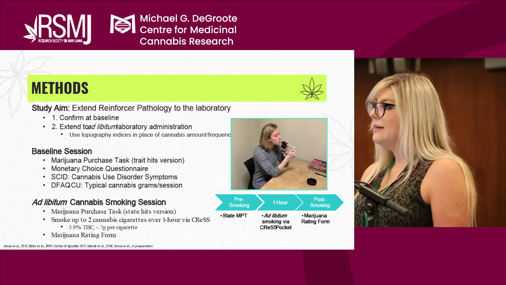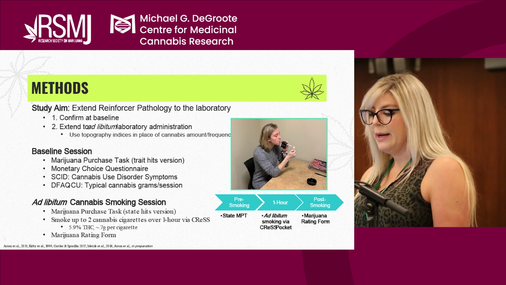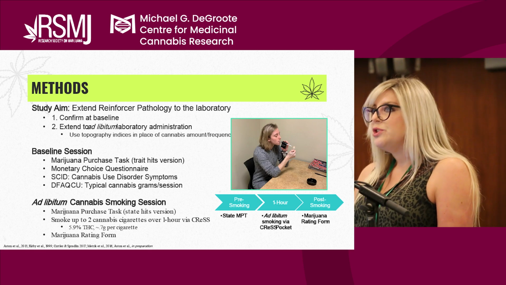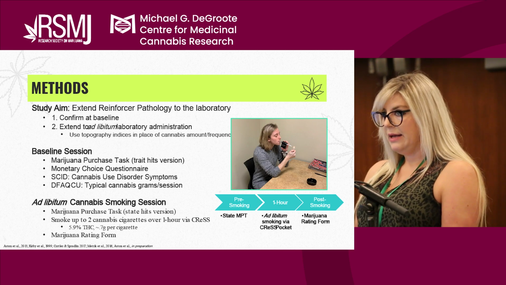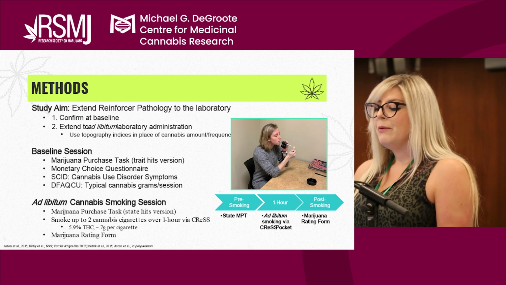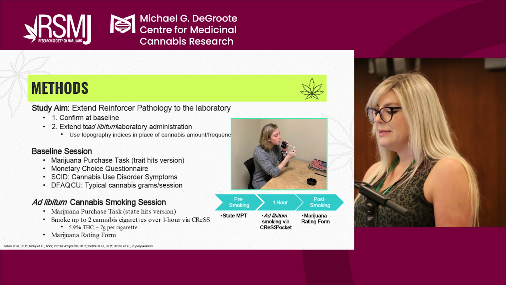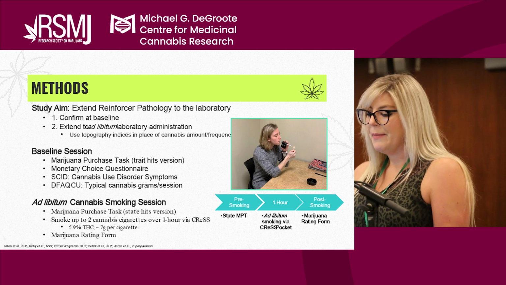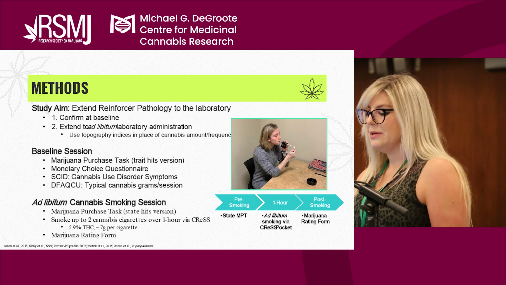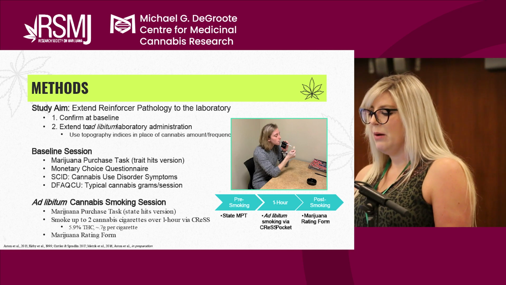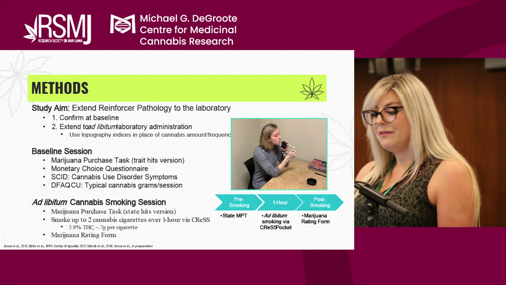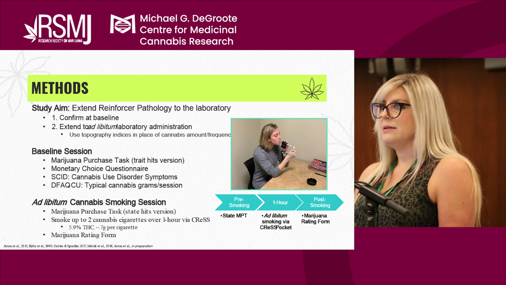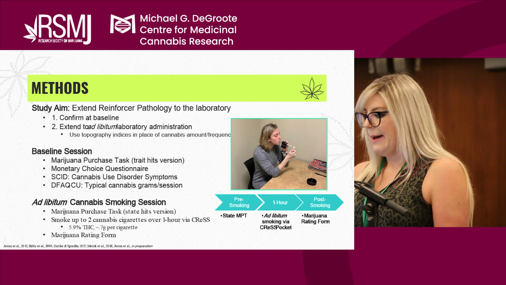Individuals returned for an ad libitum cannabis smoking session that Ben talked about earlier. So they first completed the state version of the marijuana purchase task. So that was basically how many hits would you purchase right now at these escalating levels of price. Then they were permitted to smoke up to 2 cannabis cigarettes over an hour using this Crest Pocket device. Again, the potency was 5.9% THC. Each cigarette was about 0.7 grams. And then afterward, they filled out a marijuana rating form, just telling us all kinds of things about if they liked the cannabis and things like that.